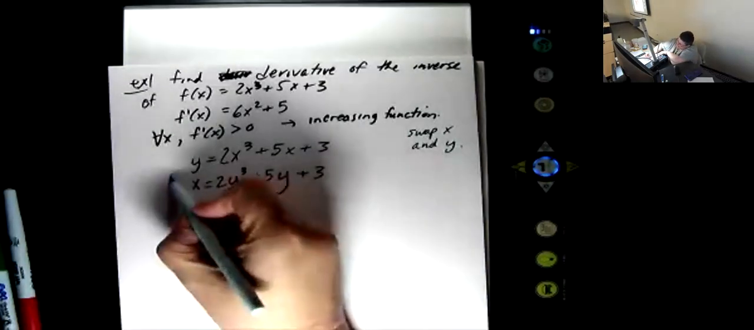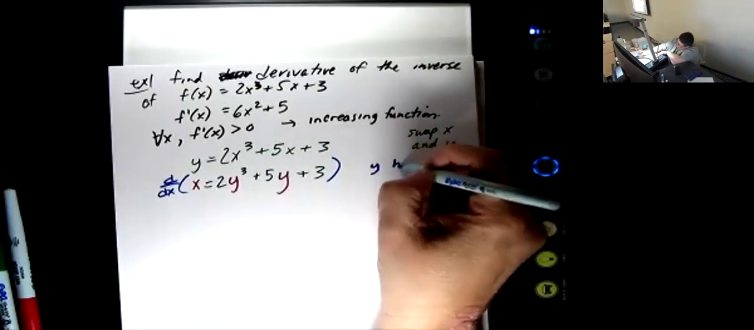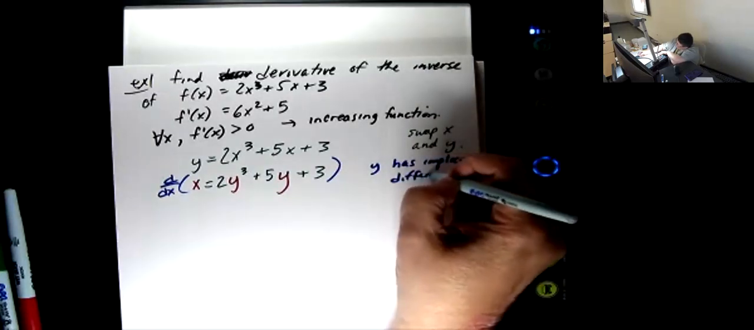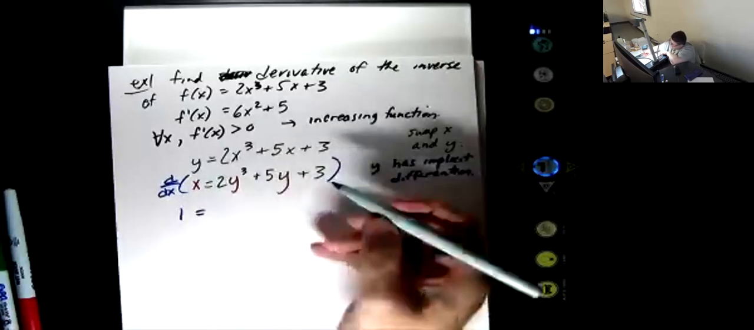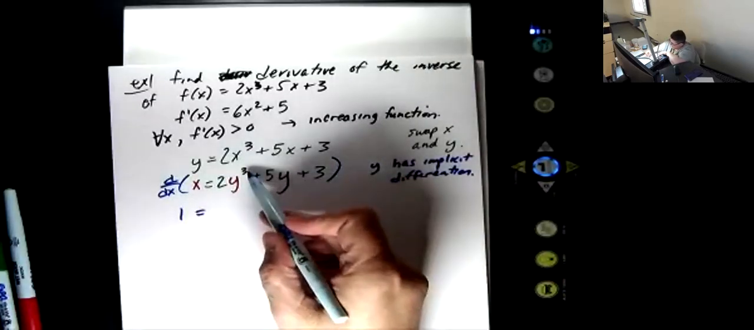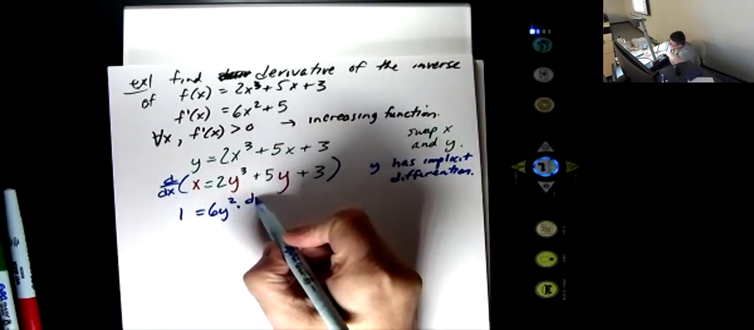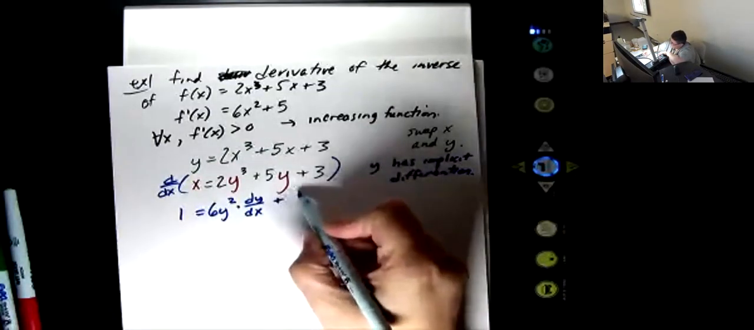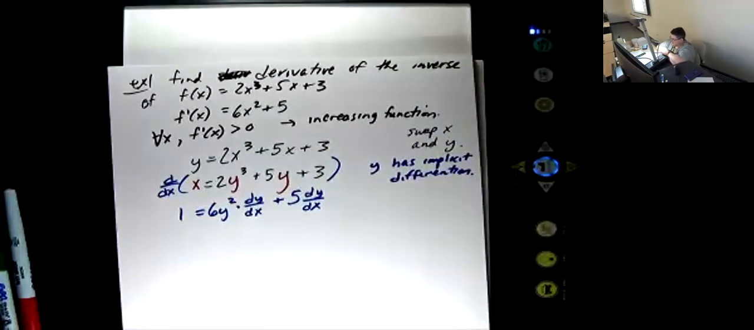Now we'll do the derivative with respect to x of both sides. Remember, y has implicit differentiation. So the left side is 1. The 2y cubed, we bring the 3 down, multiply it, becomes 6y squared times the derivative of y with respect to x. And then we have plus 5 times the derivative of y with respect to x. And the derivative of 3 is 0.